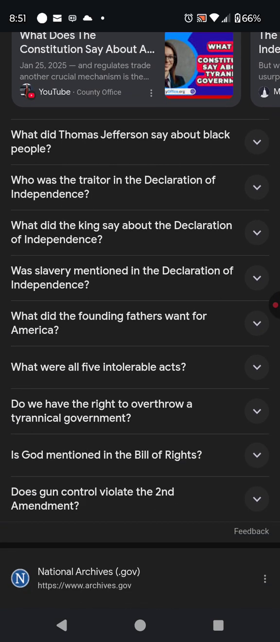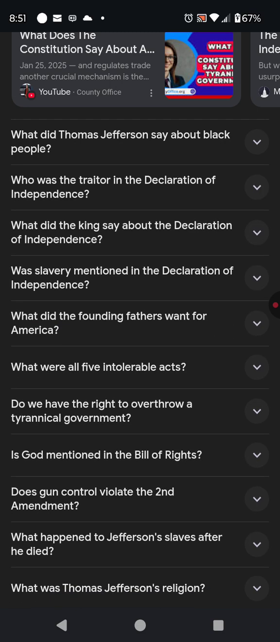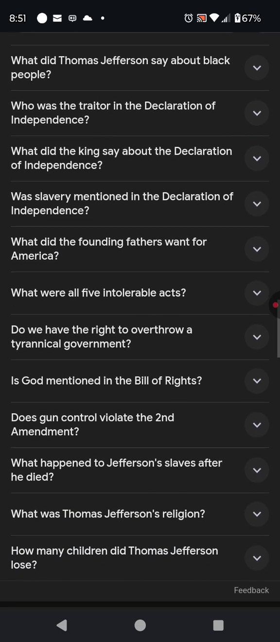What did Thomas Jefferson say about black people? Jefferson's views on slavery and blacks are complex. At one time, he thought blacks were naturally inferior to other races, but later considered servitude may have an impact on their abilities. As a young Virginia legislator, he unsuccessfully advocated allowing private citizens to free their slaves. This cracks me up.